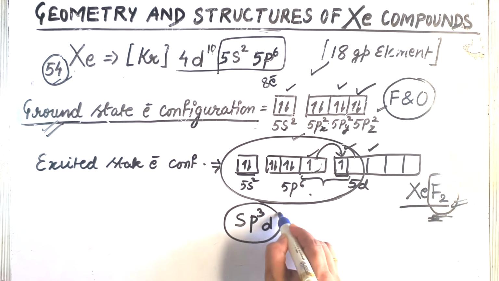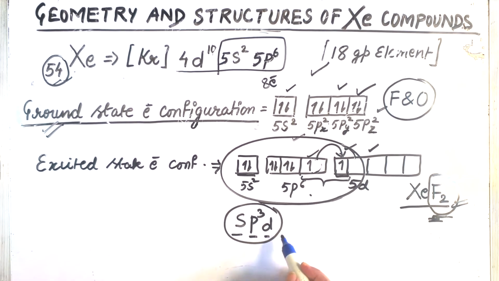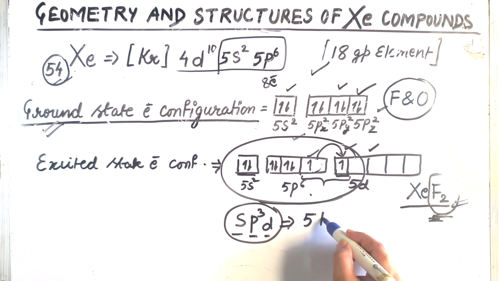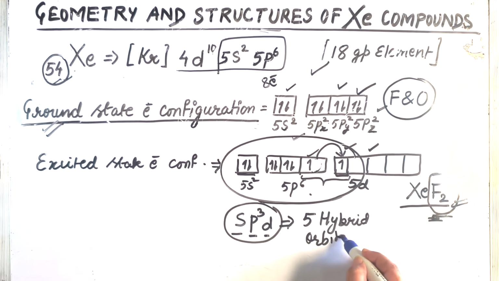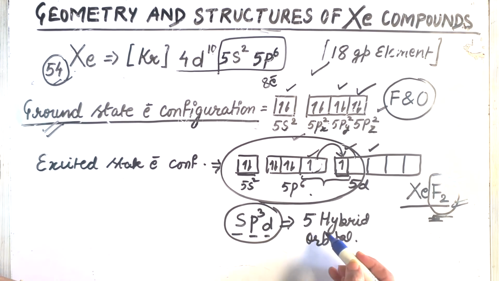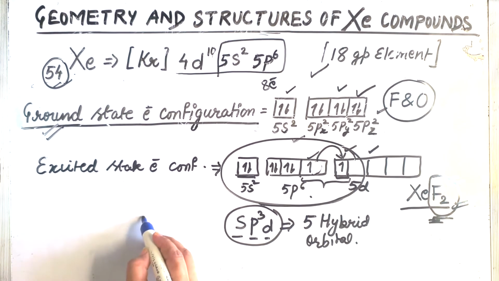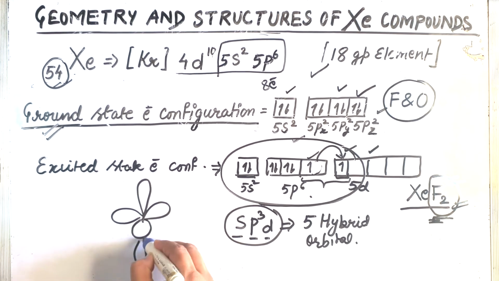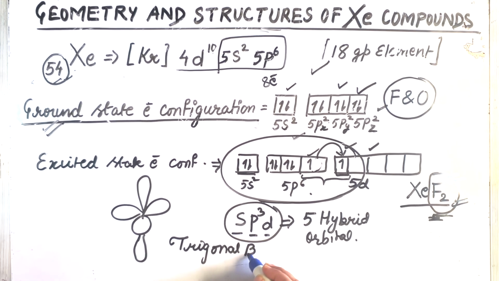During this preparation, xenon is involving sp3d orbitals, and these 5 orbitals together will make 5 hybrid orbitals. These 5 orbitals are going to arrange themselves so that they feel the least repulsion, which we have already discussed earlier. This geometry is called trigonal bipyramidal.